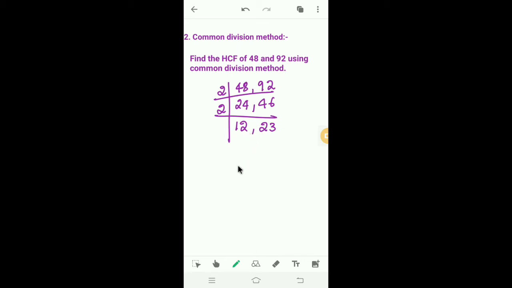In the next step, write the common factors in the left column and multiply them to get the HCF of 48 and 92. So, HCF of 48 and 92 is equal to 2 into 2 is equal to 4. So, 4 is the HCF of 48 and 92.